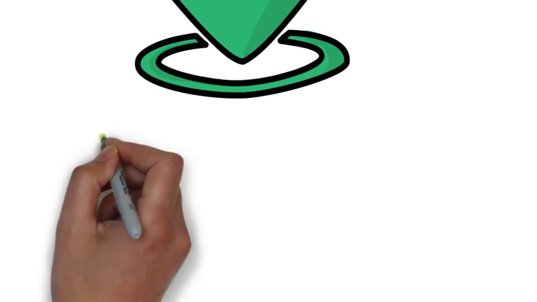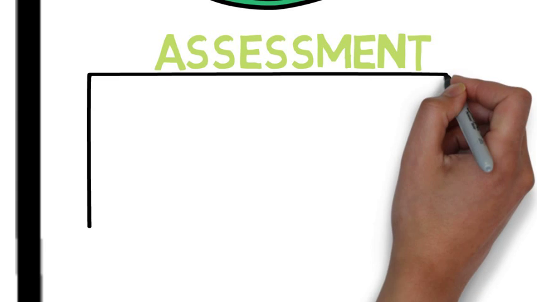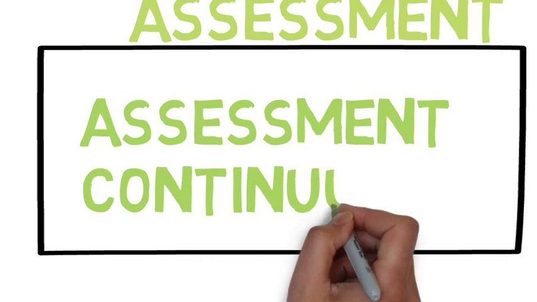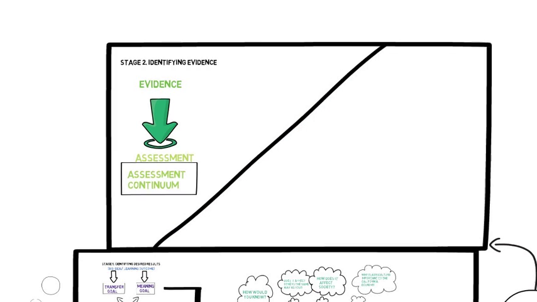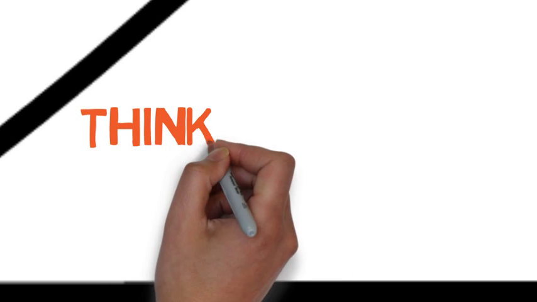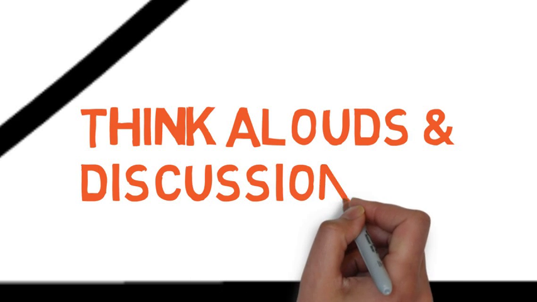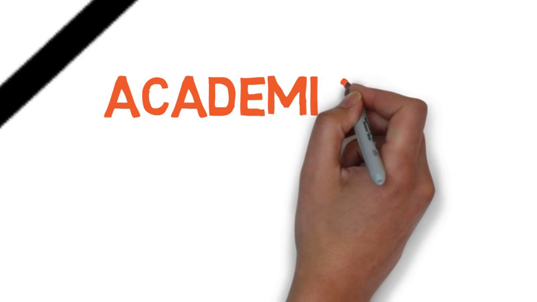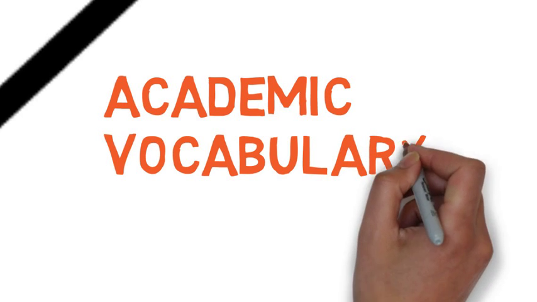Evidence is shown through assessment. I will scaffold my assessment by using the assessment continuum. Informal checks for understanding will be through think-alouds and discussion. I will provide quizzes to promote the foundation of a solid second and third tier academic vocabulary. This will help my students articulate their thoughts for their projects.